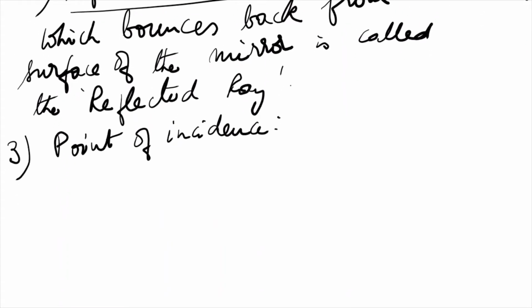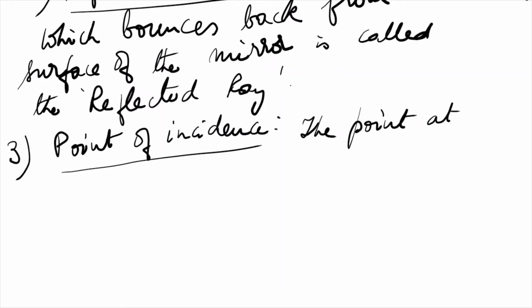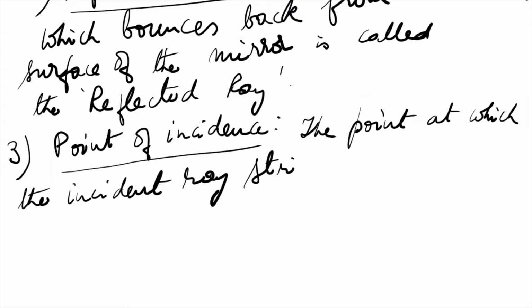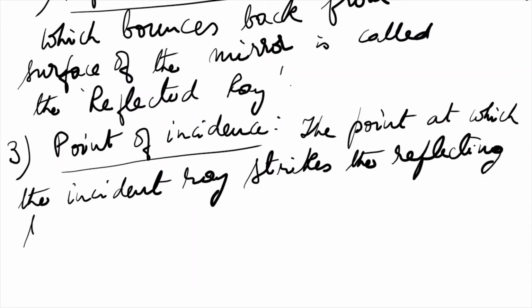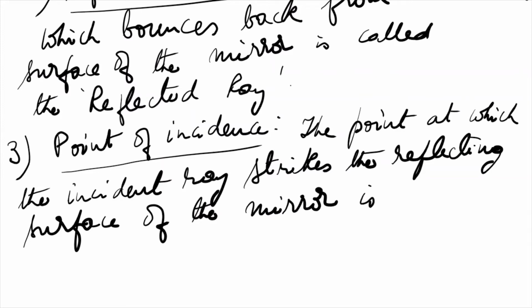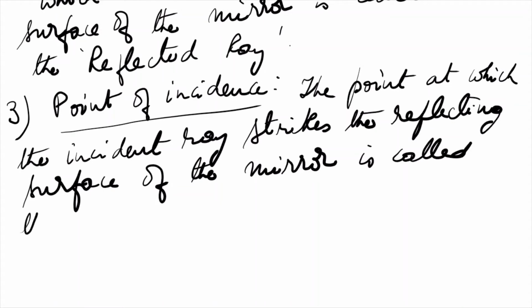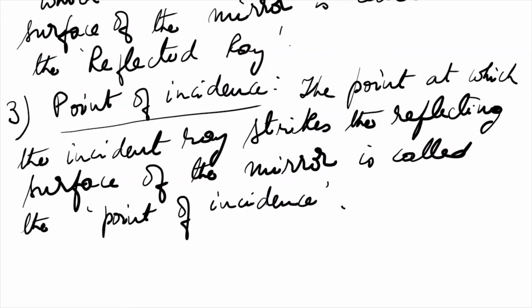Now, point of incidence. The point at which the incident ray strikes the reflecting surface of the mirror is called the point of incidence. Okay, clear till here? Then normal.